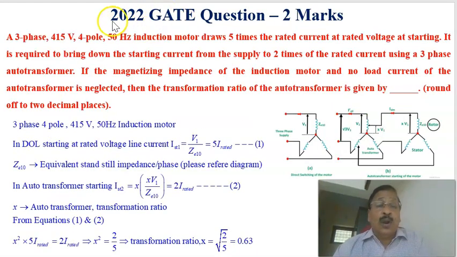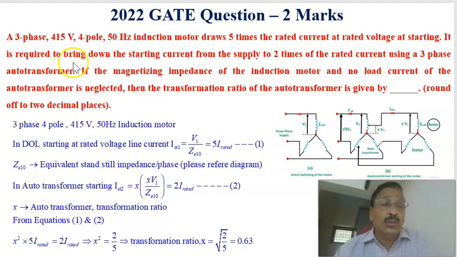Now let us see another problem, a 2022 GATE question that carries 2 marks. A 3-phase, 415 volts, 4-pole, 50 Hz induction motor draws 5 times the rated current at the rated voltage at the starting. When the rated voltage is applied, it takes 5 times the rated current at the starting.